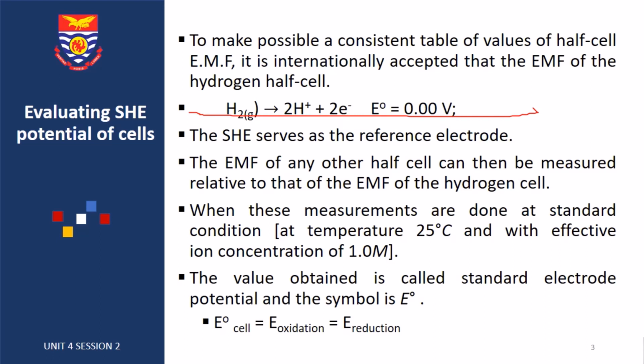Basically, when these measurements are done at standard conditions, at a temperature of 25 degrees Celsius, with an effective ion concentration of 1 molar and at atmospheric pressure of 1 atm, then we do that under standard conditions. The value obtained is called the standard electrode potential, and the symbol, like I illustrated earlier, is represented as E subscript 0. The formula for calculating the standard cell potential is: the standard cell potential is equal to that of the oxidation minus that of the reduction.